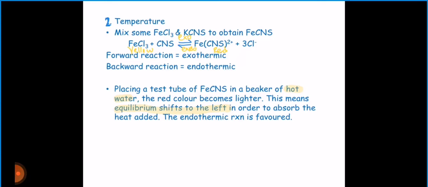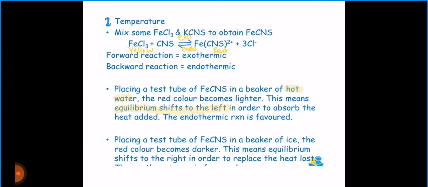So let's look now at what happens if we placed the test tube of the ferrothiocyanate in a beaker of ice. Now, if we placed it in a beaker of ice, we would find that the red colour becomes darker. So the red colour becoming darker means that the equilibrium has shifted to the right, and this is in order to replace the heat lost. So that means the exothermic reaction is favoured.